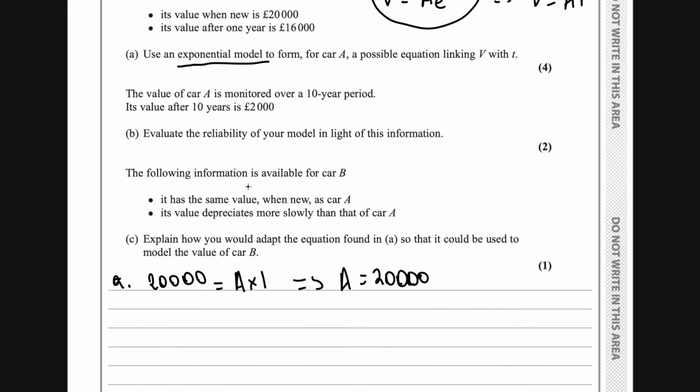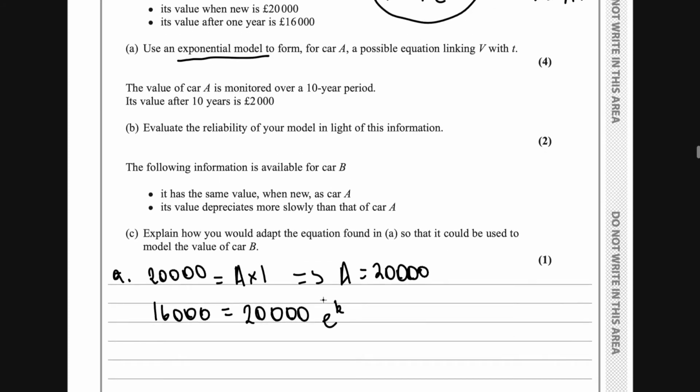Now we're going to use a second piece of information, which states that when t is 1, the value of the car is 16,000. So what we're going to be getting here, using the value of A from the previous part of the question, is 20,000 multiplied by e to the power of k, because t is 1 in this case. So we've got this equation here that we can get this k value from, since that is the second unknown, the second constant to this possible equation that we've created.